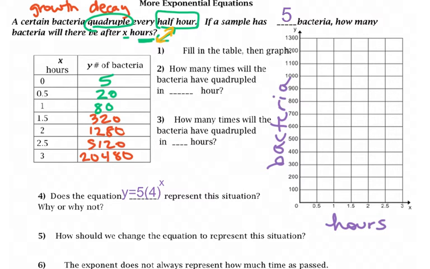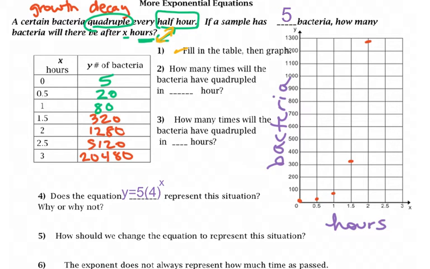So filling in the table, we've done that, and we need to graph it. Let's go: at 0, we're going to have 5 bacteria, so that's hardly anything. Then at half an hour, we're going to have 20. At 1 hour, we're up to 80. Then at 1.5 hours, we're already up to 320. And at 2 hours, we're up to 1280. After that, we can't even graph anymore on this graph. We don't have any more room.